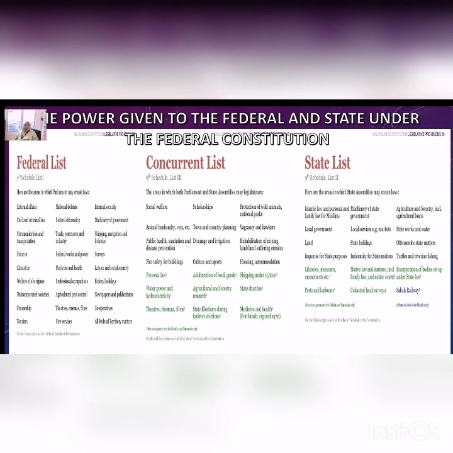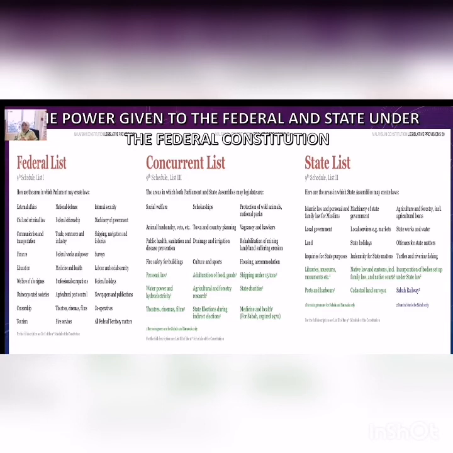These are the powers given to the federal and the state under the federal constitution. As we can see on the Ninth Schedule, Islamic law is given to the state. It is not under the power of the federal government. The criminal law is given to the federal. So these are the main reasons why hudud cannot be implemented in Malaysia.